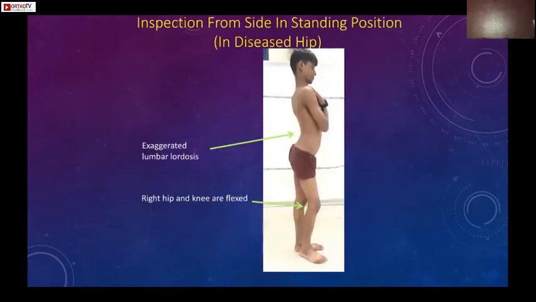Then you inspect the patient from the side. On the side, the things which are to be noted are what is the state of the lumbar lordosis as far as the hip joint disease is concerned. Like in this patient, there is increased lumbar lordosis and the right hip and the knee are flexed. As you notice, the patient has been adequately and decently undressed to examine.